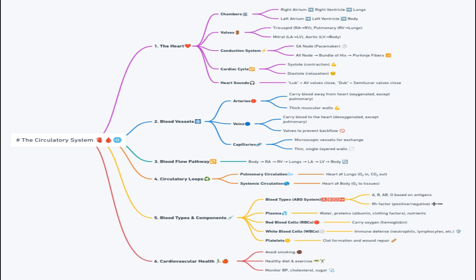Alright, so with the action potentials of skeletal and cardiac muscles, you could see the resting membrane potential is negative, then the depolarization phase, repolarization phase, hyperpolarization phase, and back to normal.